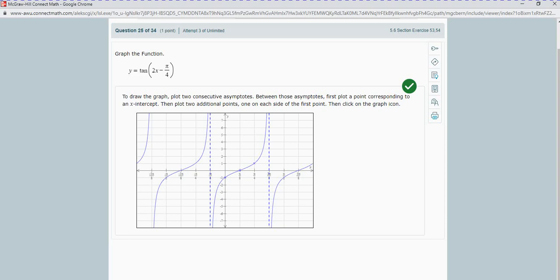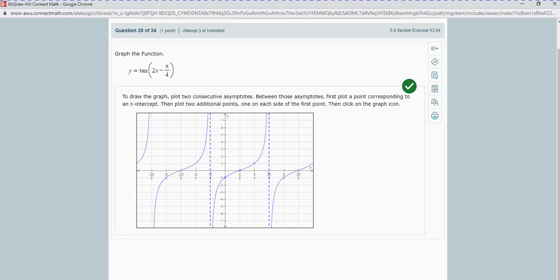So what does it mean if your graph didn't turn out correct, if maybe the shape wasn't matched with what a tangent's graph shape should be? Maybe you didn't generate enough information. You need 2 asymptotes, 3 points between them, 1 point corresponding to an x-intercept. All of those features have to be there for it to graph accurately. So if you're missing one of those features, it may not graph it correctly.